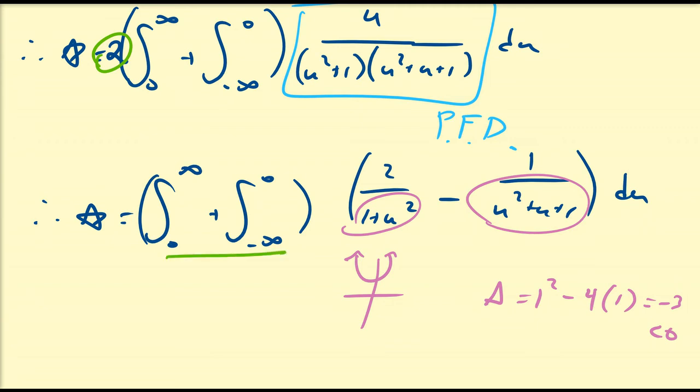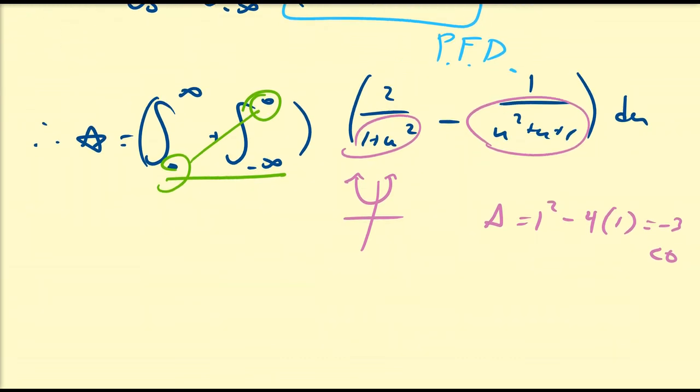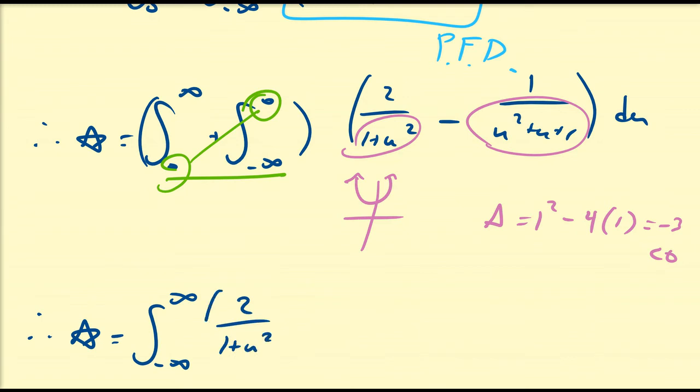Therefore, this integral can be combined using our combination rules for integrals, right? Because there's no singularity at 0 or anywhere in between, so this is not an improper integral, at least of the singularity type. So therefore, my integral can be rewritten as the integral from minus infinity to infinity of 2 divided by 1 plus u squared minus 1 over u squared plus u plus 1 du.